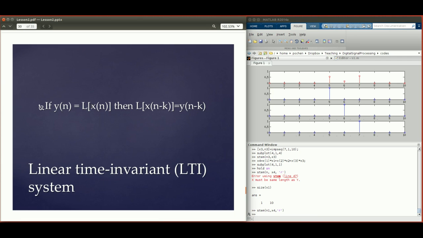So here, if you use x[n] as input, you get an output y[n]. If you shift the input signal, delaying or advancing it by a certain amount k, then the output signal is just the y[n] shifted by exactly the same amount k, the same amount that you shifted x by. That's what we call a time invariant system.